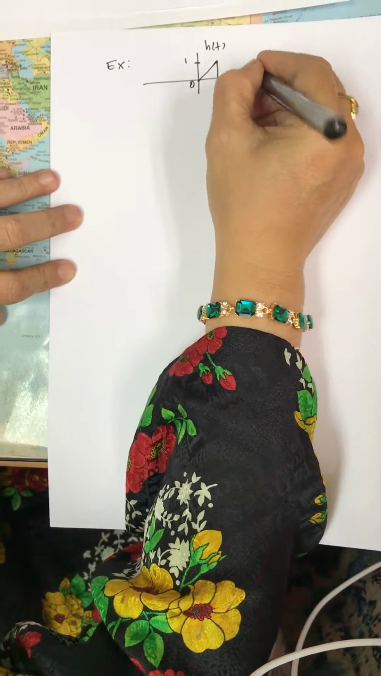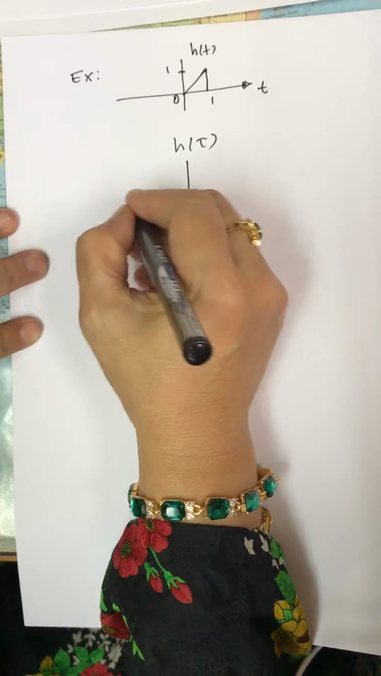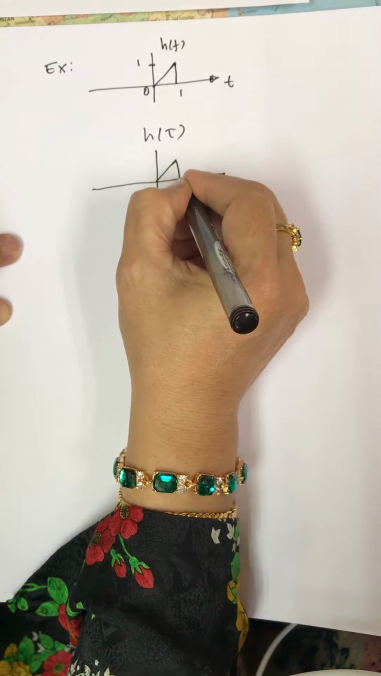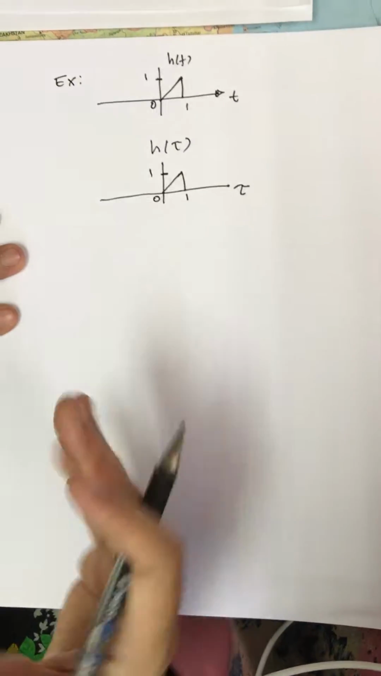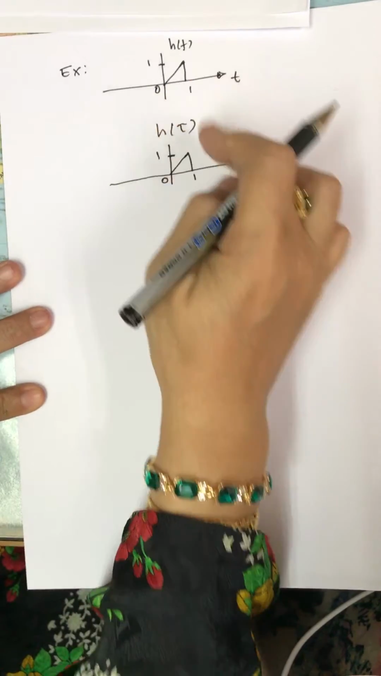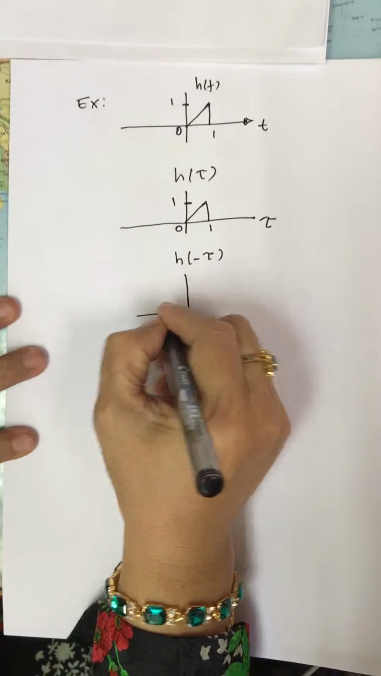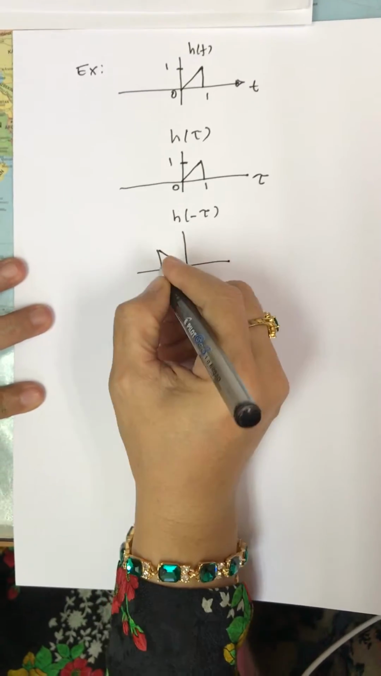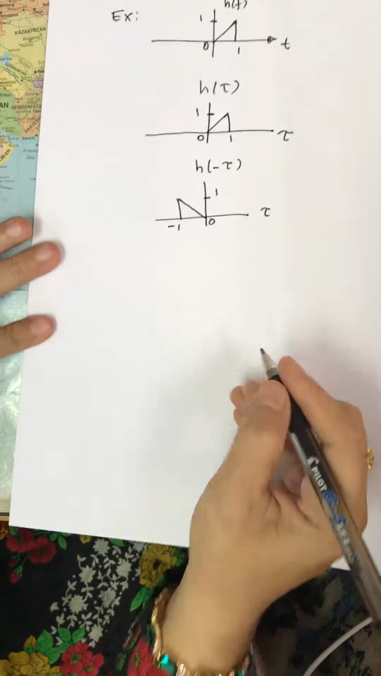Now, let's add in h of tau. So to sketch h of tau, you are just going to replace all t with tau. And the signal still looks the same, but with tau axis. That's all. It's just a mere replacement or substitution. There's no mathematics here. So this is h of t, this is h of tau. So now you want to sketch h of minus tau. Whatever on the right goes to the left. Whatever on the left goes to the right. So we have like that. Very simple. This is h of minus tau.